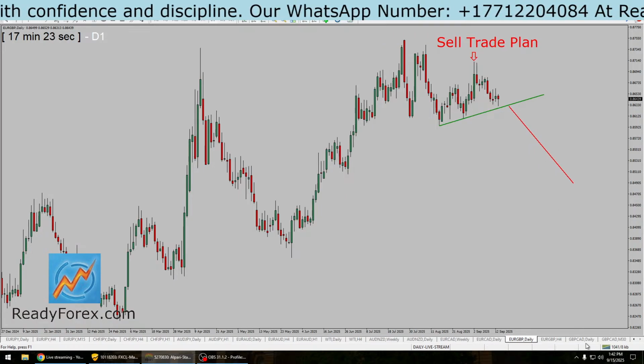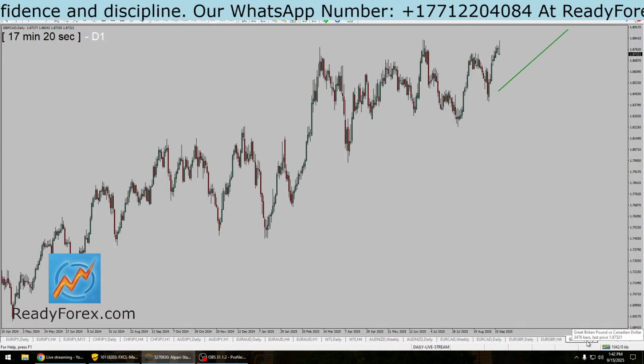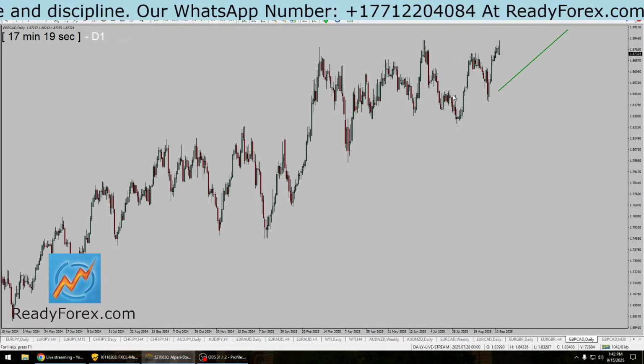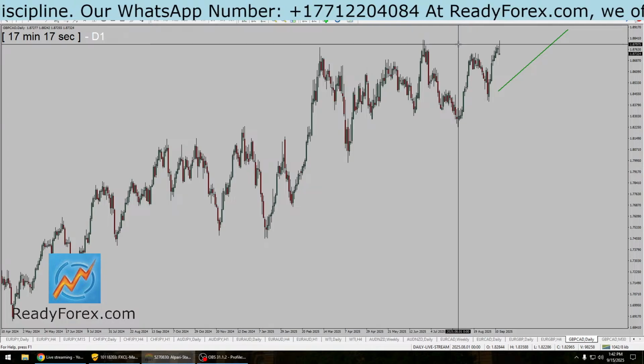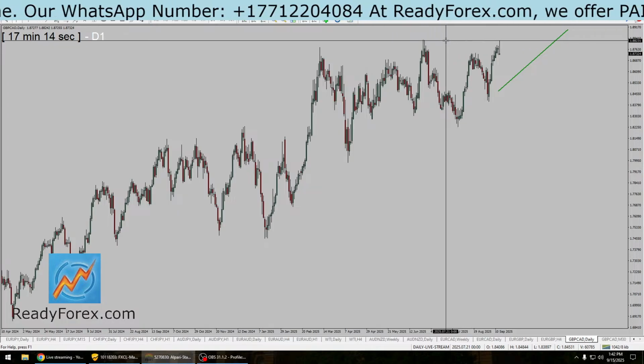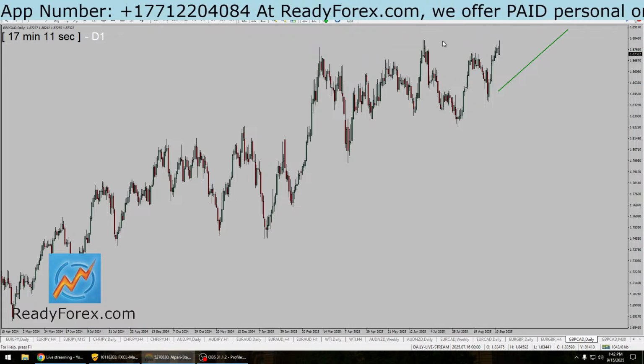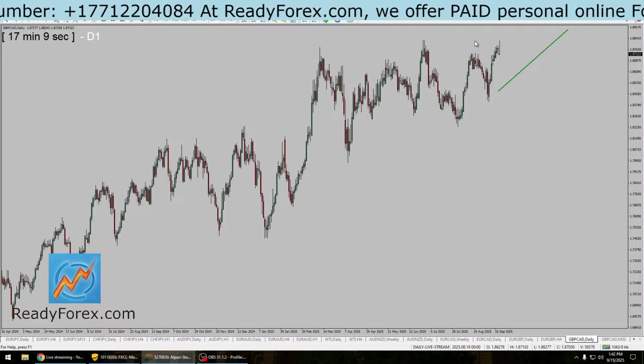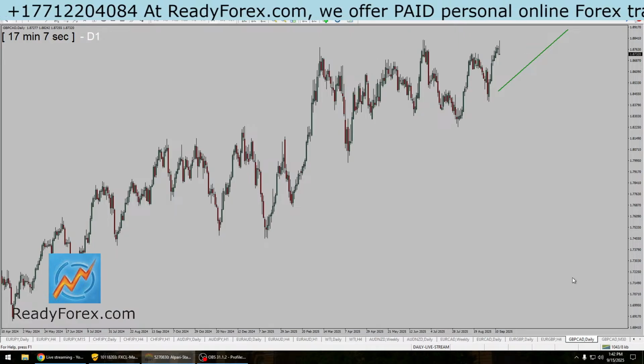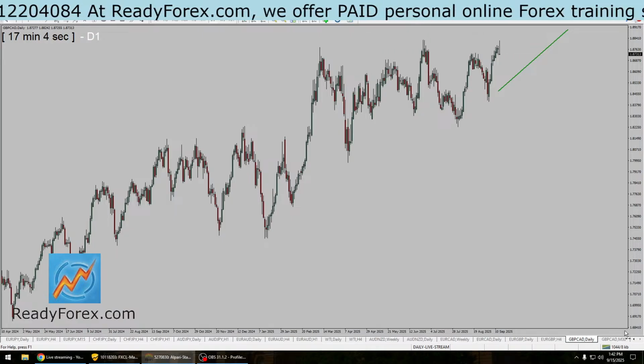Okay, next one is the GBPCAD. GBPCAD daily time frame. We got a nice bullish rally over here. Market is trying to find some resistance up over here. I would prefer to wait for a bullish breakout first. Then I might consider potential sell trade setups.